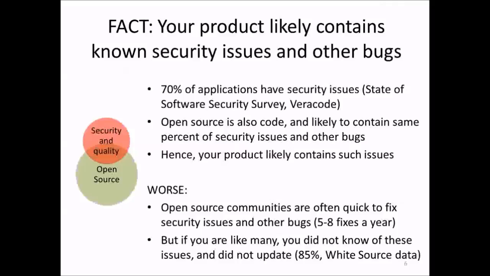To make matters worse, open source communities themselves are actually very good at monitoring, identifying, and fixing security issues. On a well-maintained project, you'd find on average between 5 and 8 patches a year going out, but developers are very slow to adopt those patches, and there's no efficient way for them to keep in touch with the relevant communities and keep track of the patches going out so they can apply them in due time.